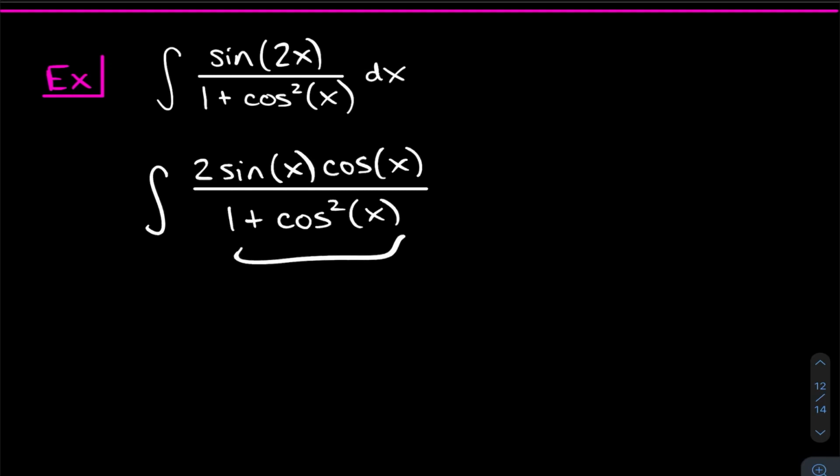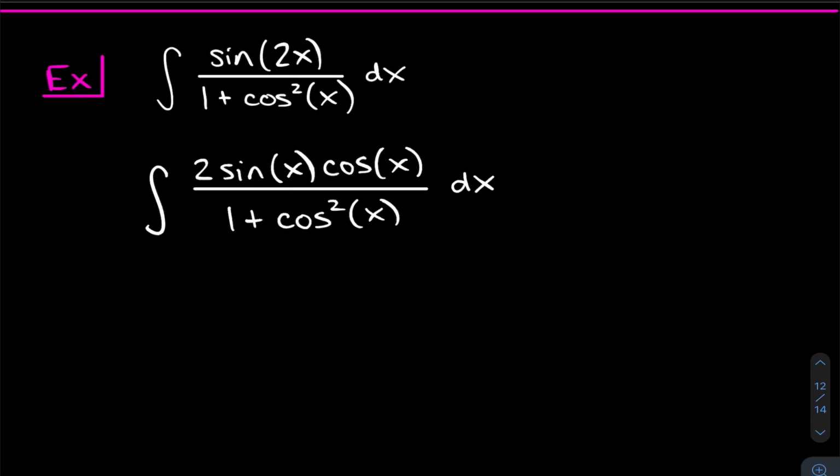And this guy is not sine squared, by the way. Remember, sine squared plus cosine squared is 1. So if we wanted this to be sine squared, it would have to be 1 minus cosine squared. But now you might see the substitution. Do you see the substitution? What will we do here?